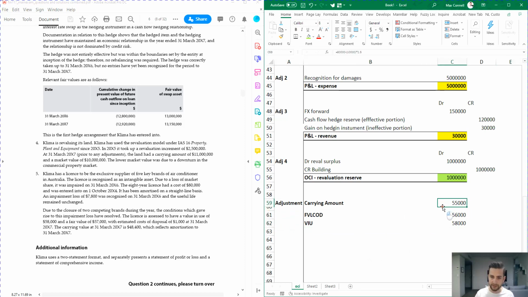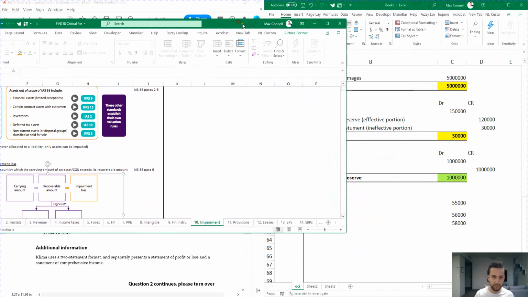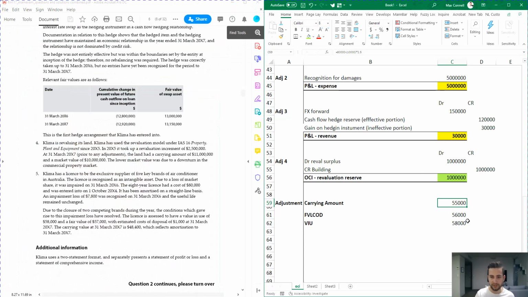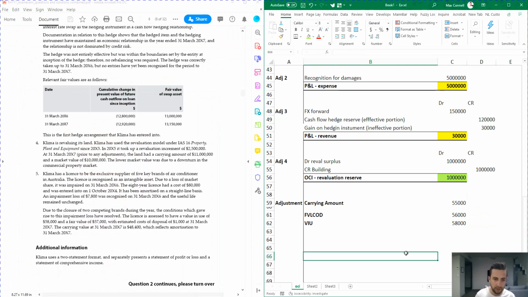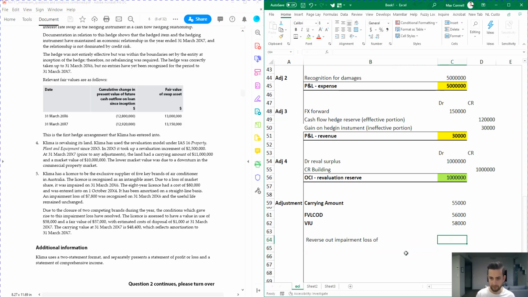So what we know is that the recoverable amounts, these are the recoverable amounts here, are both higher than the carrying amount, which means there shouldn't be an impairment loss. Okay? So typically there wouldn't be an impairment loss. However, what we have to do is actually reverse out the impairment loss. So we need to reverse out impairment loss of 7,800.